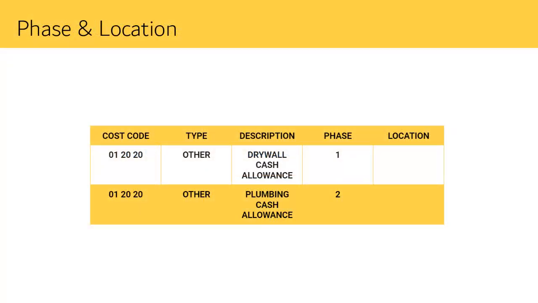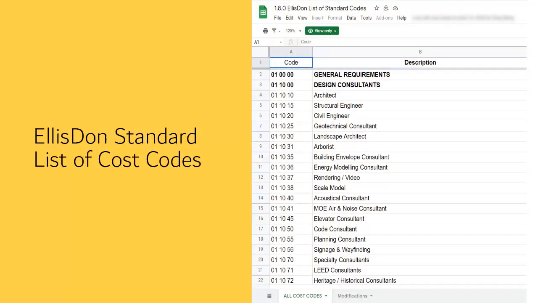If you would like to use different codes to track items that the system would only have one code for on your job, you have the ability to use the same cost code and cost type as long as you further break it down by phase and/or location. Refer to the standard list of cost codes when coding the estimate.